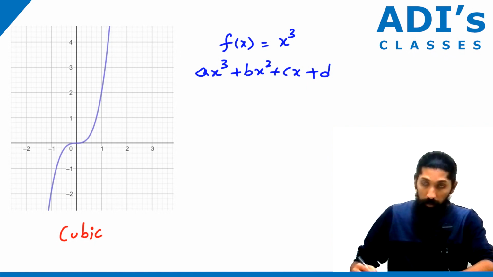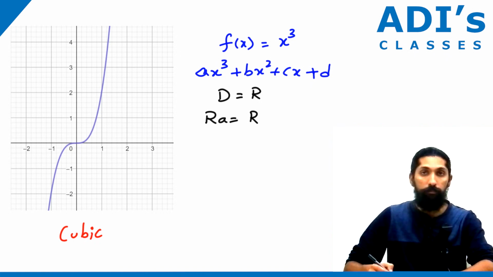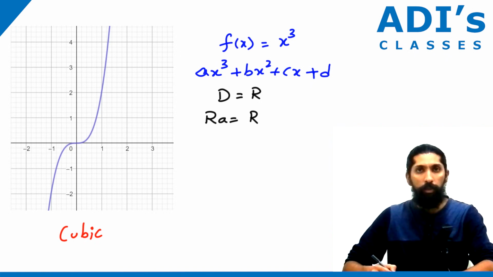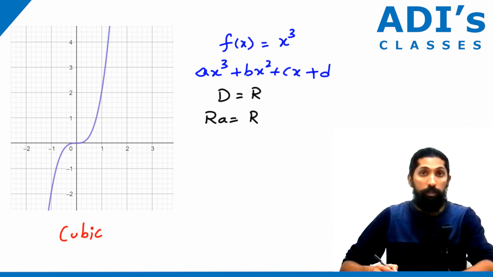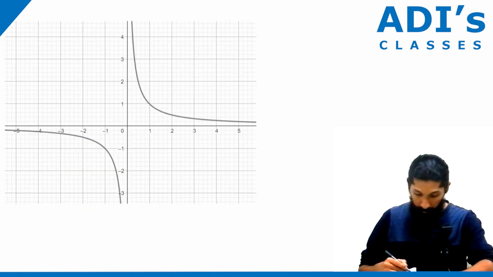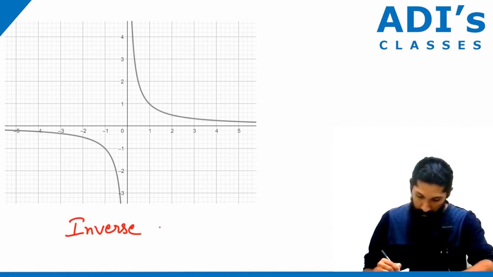Now, for the range and domain, the domain is the set of all real numbers. The range is also the set of all real numbers. Fair enough? Because it can take any value. Take 0, -1, 2 by 3, take anything. Set of all real numbers. Fair enough? Now, let's move on to the next one. The next type of function, so these are what we call inverse functions.